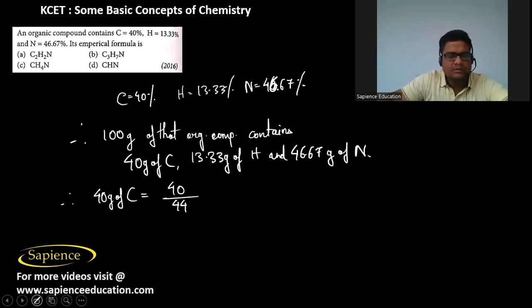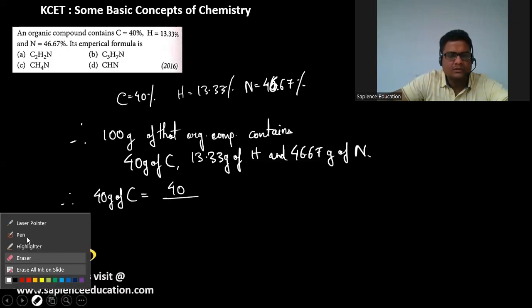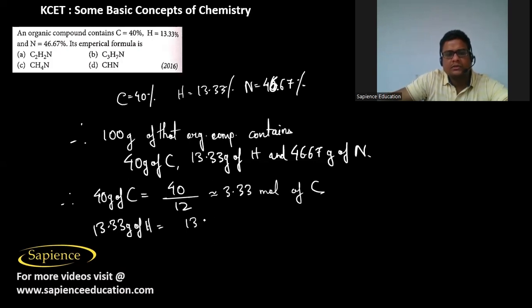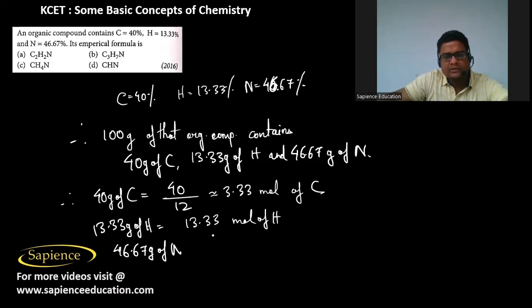Now, 40 gram of carbon, the molar mass of carbon is 12. So 40 by 12, that is approximately 3.33 mole of carbon. Now 13.33 gram of hydrogen means it is 13.33 mole of hydrogen, since the molar mass of hydrogen is 1 gram. And 46.67 gram of nitrogen means it is 46.67 divided by 14, which is also approximately 3.33 mole of nitrogen.